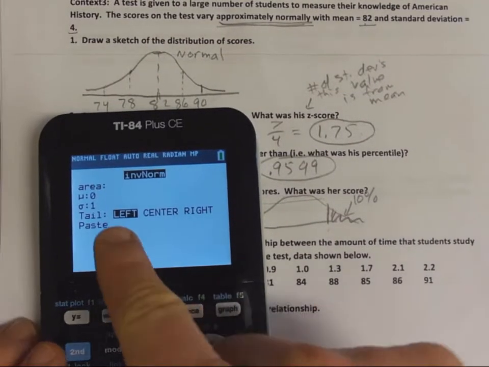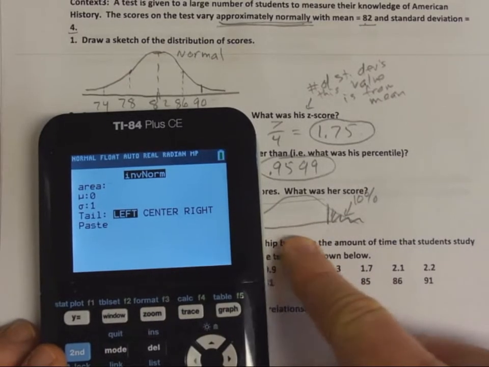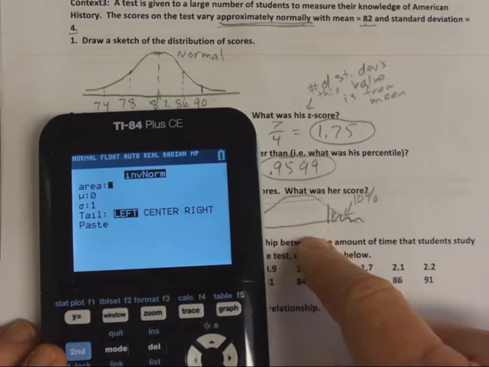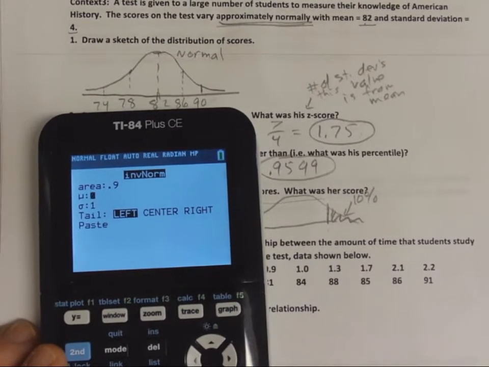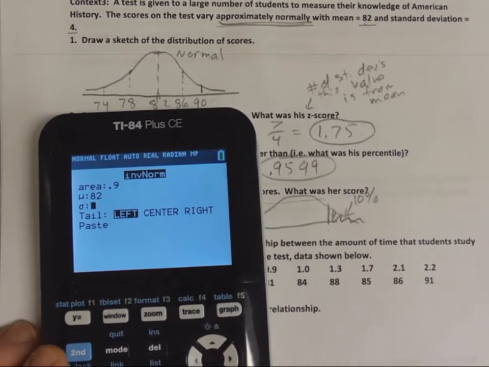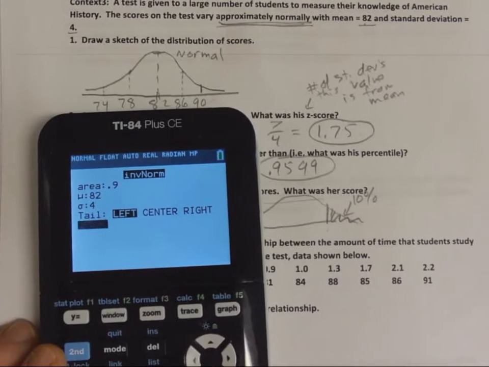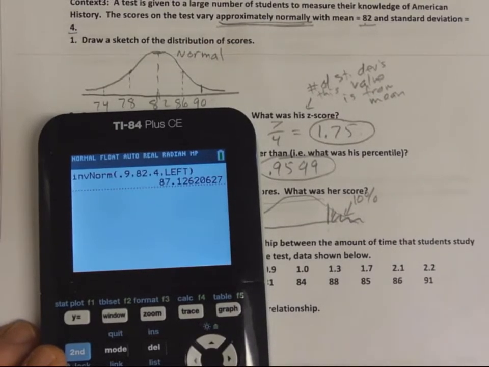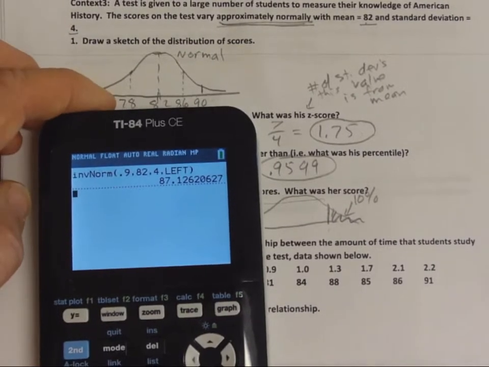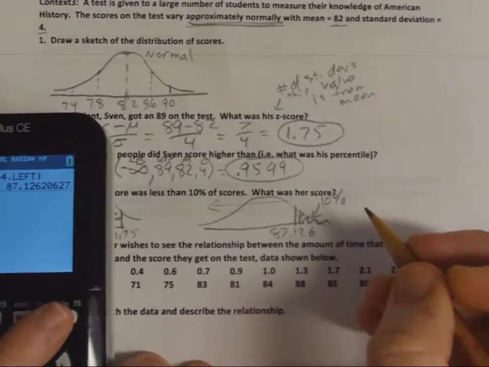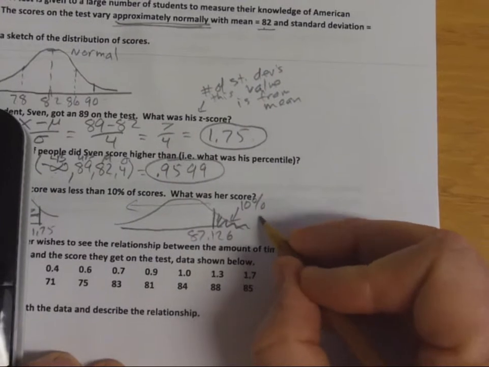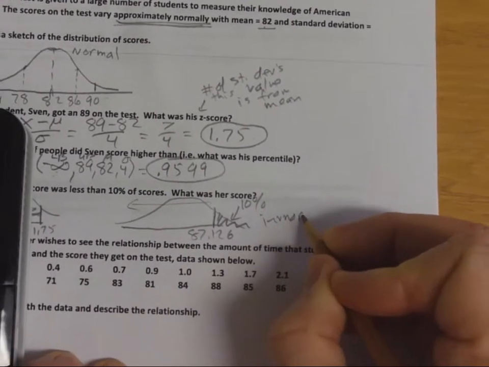And I like always using the left area. And the left area here is 90%. Now, it's the percentile. So I'll go 0.9. And then our mean of our curve is 82, and our standard deviation is 4. Left area. And so that would be 87.126.